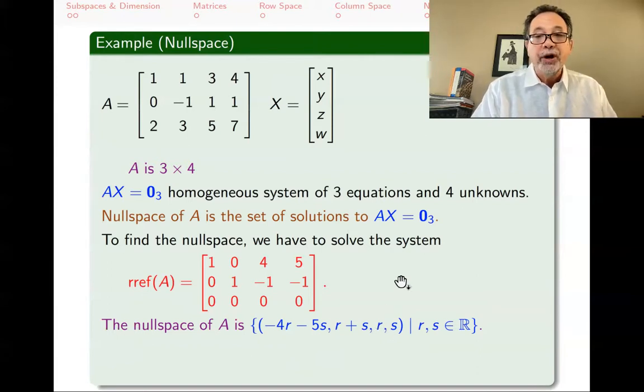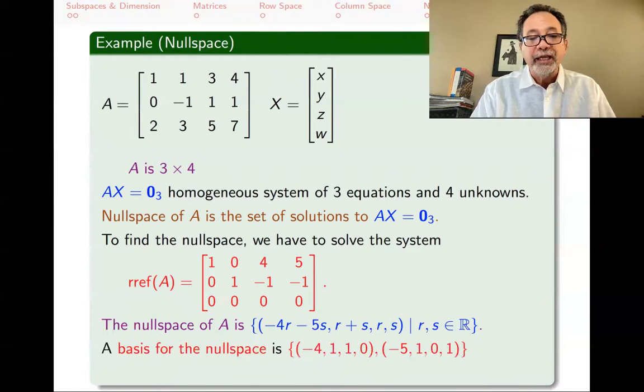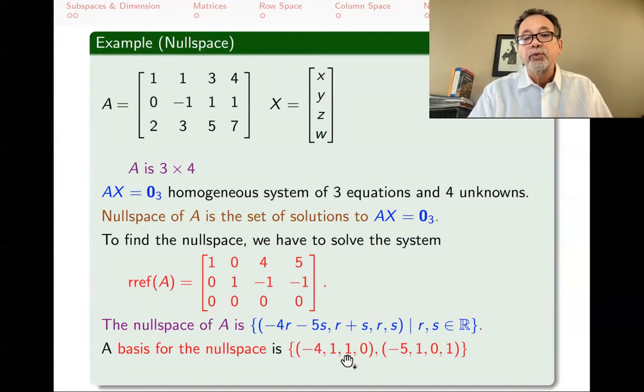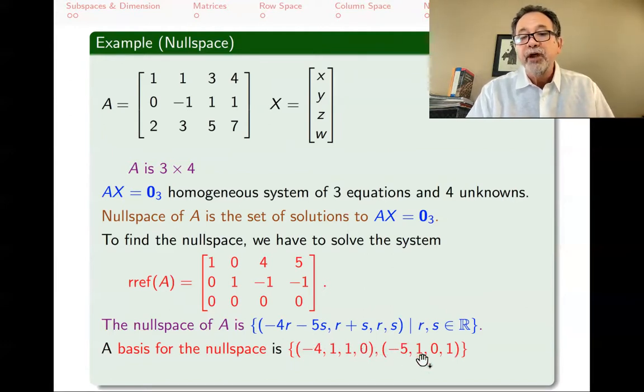And then we know how to find a spanning set, as we have seen in previous videos. You just let R be 1 and S be 0, and so on, and you will get a spanning set. And in this case, that happens to be linearly independent. So if you put R equals 1 and S equals 0, you get minus 4, 1, 1, 0. And if you put S equals 1 and R equals 0, you get minus 5, 1, 0, 1.